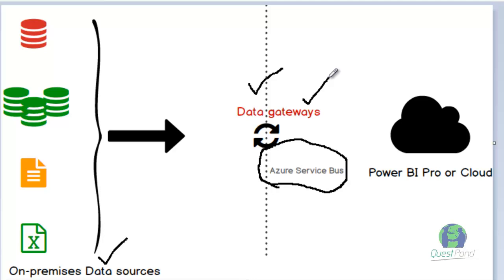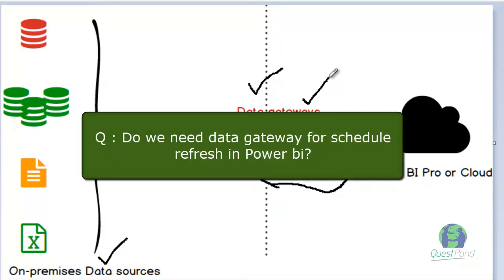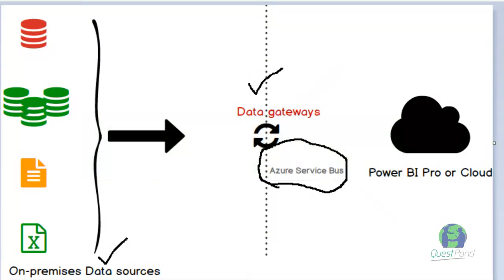Now there might be one more question associated with data gateways: do we need the data gateways to schedule the refresh in Power BI? The answer is yes. If your data lies on on-premises data sources and you want to sync between your Power BI cloud services and your on-premises data sources, and you want to set the scheduled refresh automatically, that is weekly, monthly or daily scheduled refresh, then yes, we need the data gateways.